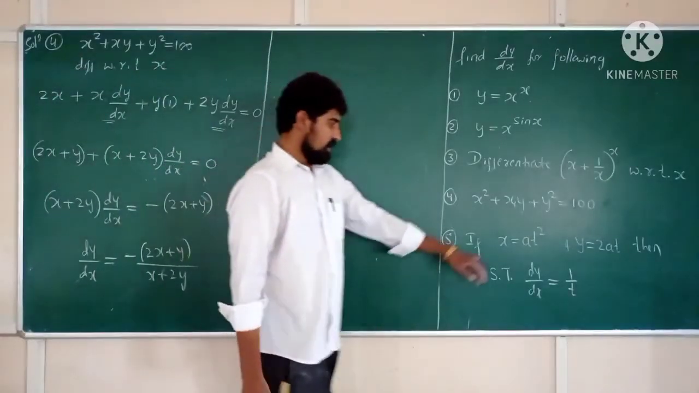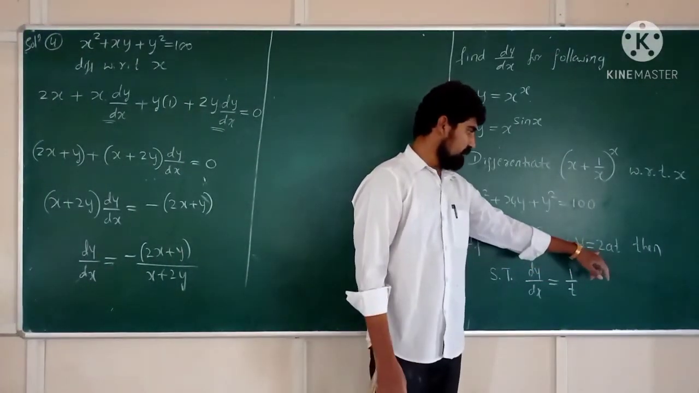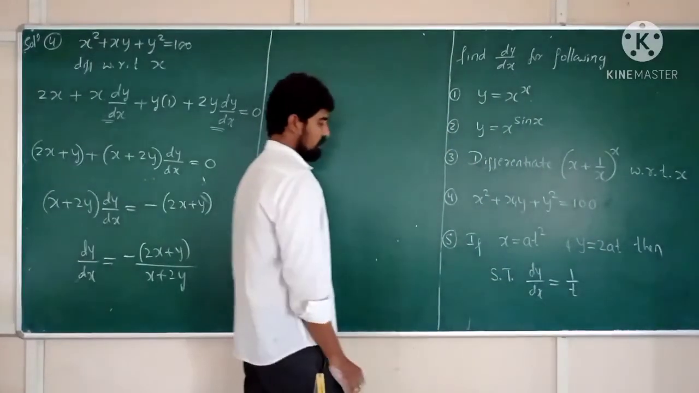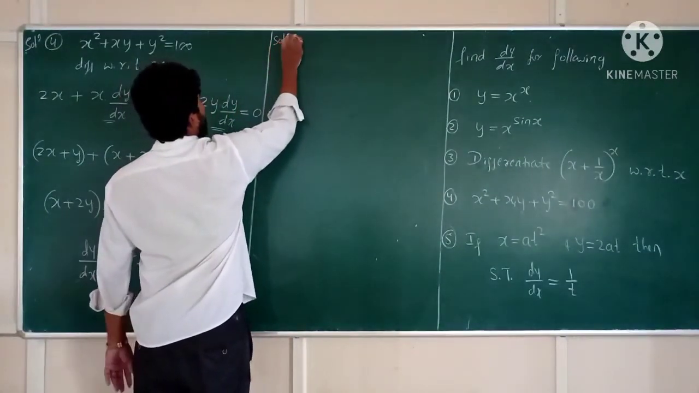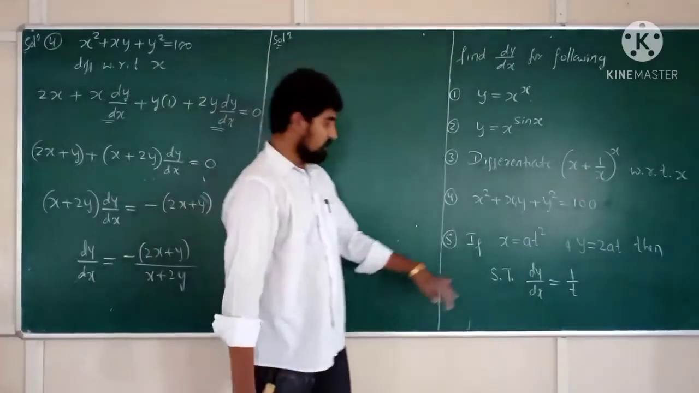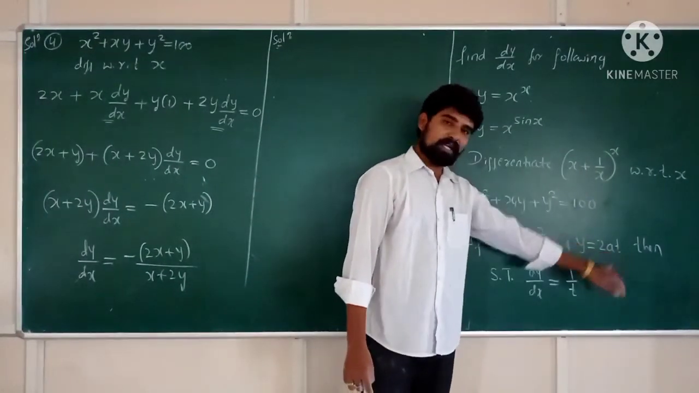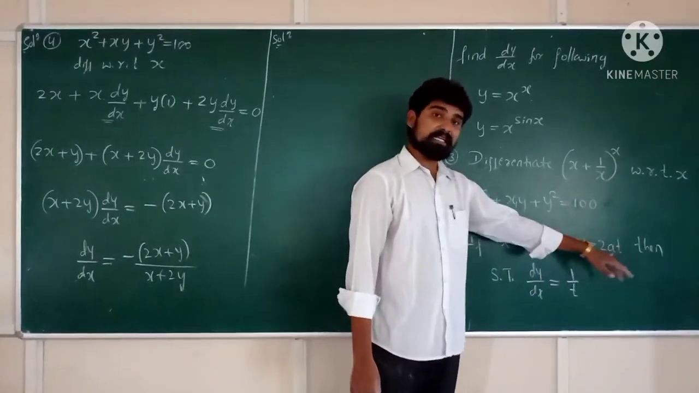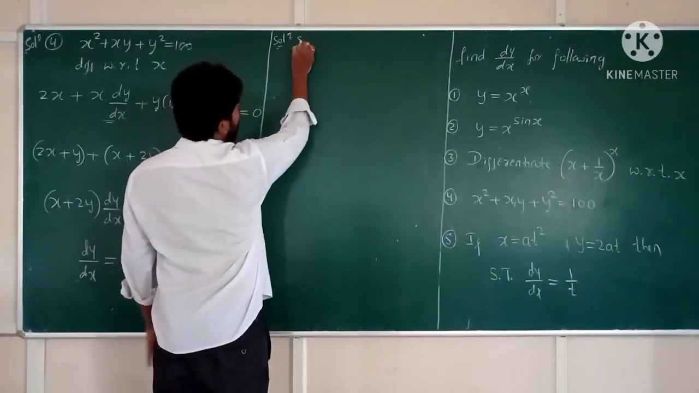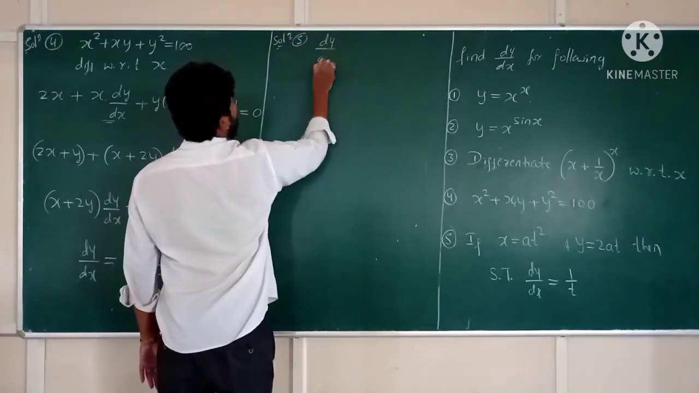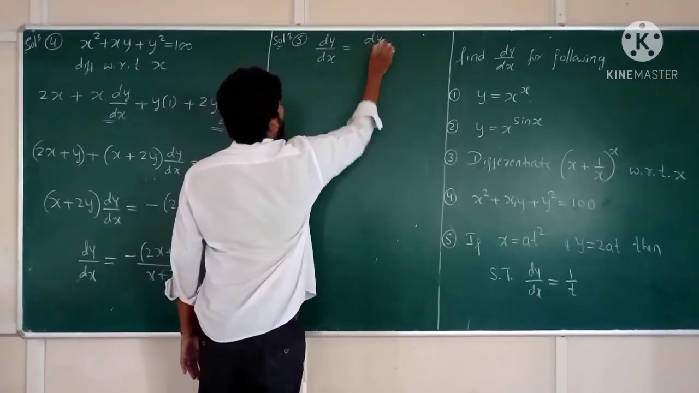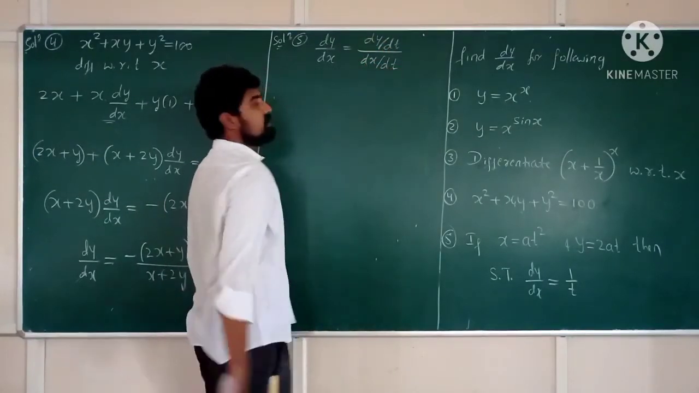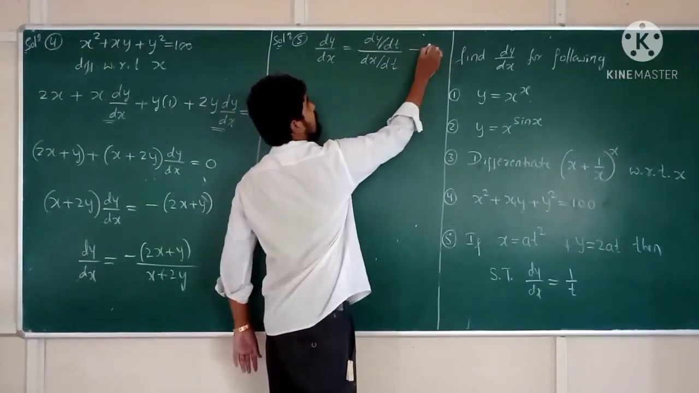Now the fifth question: if x is equal to at square and y is equal to 2at, then show that dy by dx is equal to 1 by t. Let's start the solution. Here it is given that x is at square and y is 2at. It means x and y are parametric functions of the parameter t. Therefore, dy by dx is equal to dy by dt divided by dx by dt, and call it equation number 1.